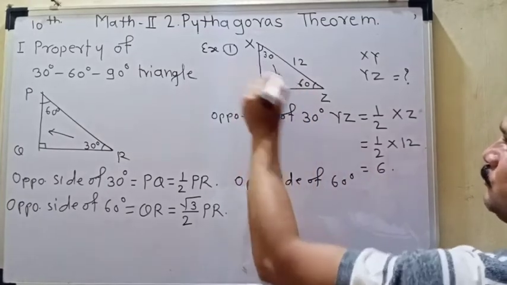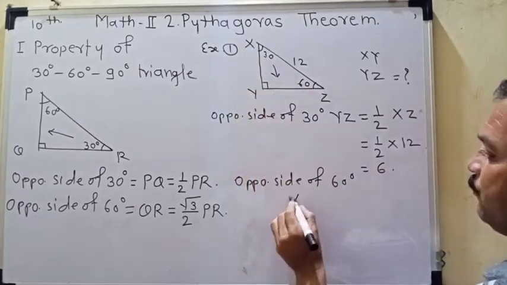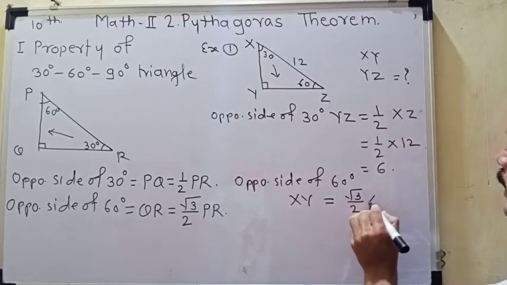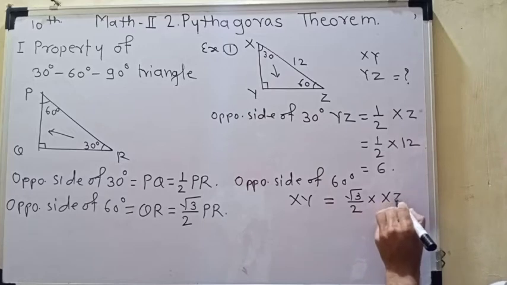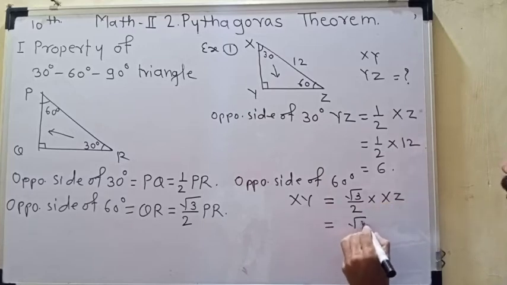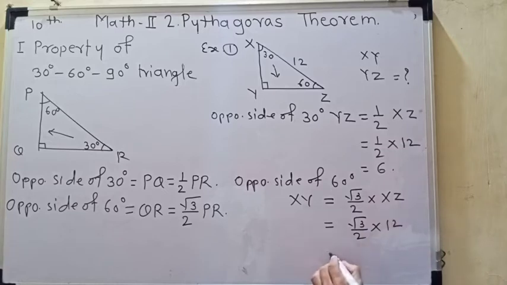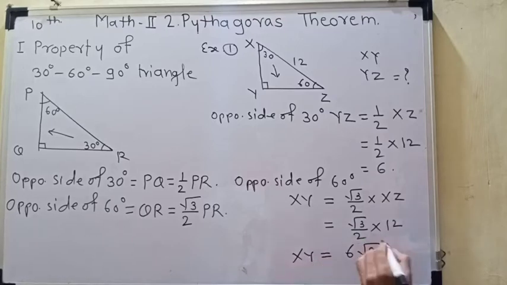Now let us find the other side, the opposite side of the 60 degree angle. Which is the opposite side of 60 degree? XY. XY is equal to root 3 upon 2 times the hypotenuse XZ, that is root 3 upon 2, and the hypotenuse is 12, and therefore this is 6 root 3. XY is equal to 6 root 3 and YZ is equal to 6.